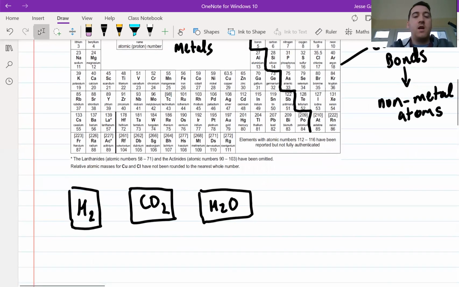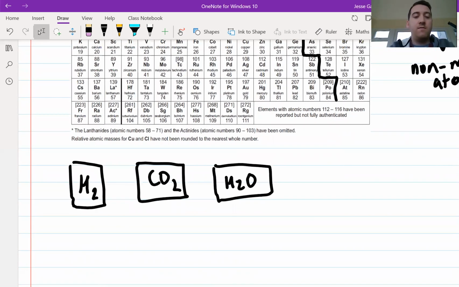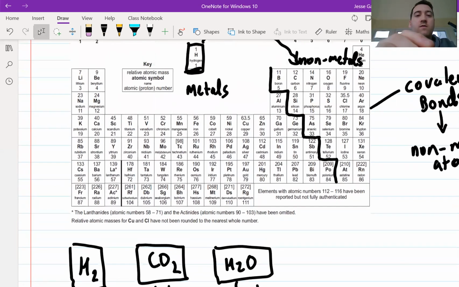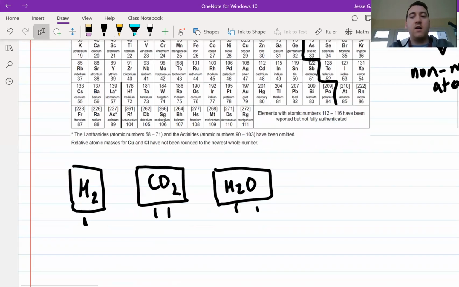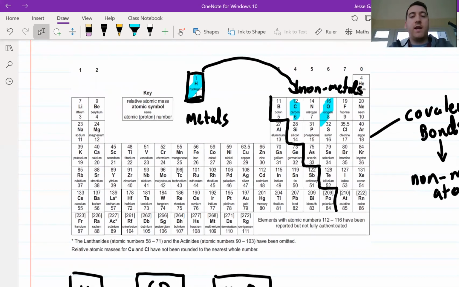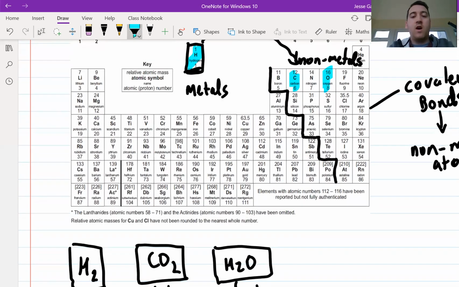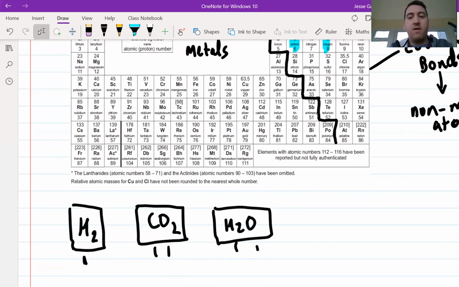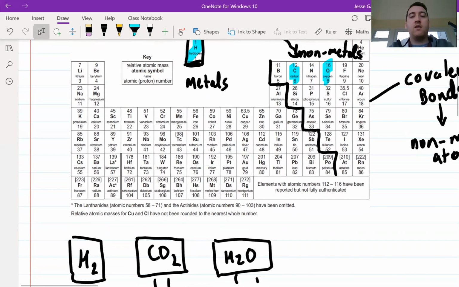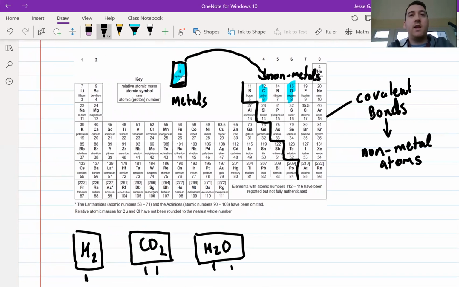That's really important. So what we have here is hydrogen here, carbon and oxygen here, and hydrogen and oxygen here. Let's highlight them. Here's hydrogen, here's carbon, and here's oxygen. They're the only ones we have so far, and as you can see, they're all non-metal atoms. So we've got atoms stuck together, so there's some kind of bond, and they're all non-metals. So these are all going to be covalently bonded.